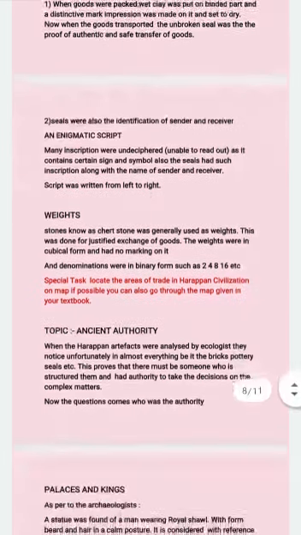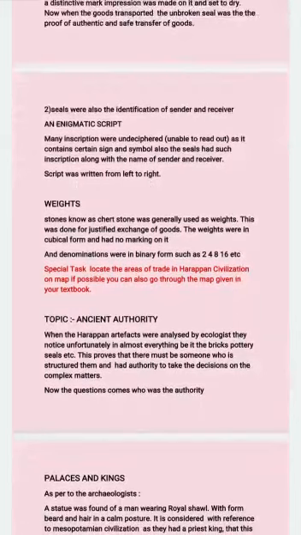Now next come the weights. Matured stones were basically used as weights. These were in cubical form, and they had no marking on them. But the denominations, of course, were in binary form, that is 2, 4, 8, 16, and so on.